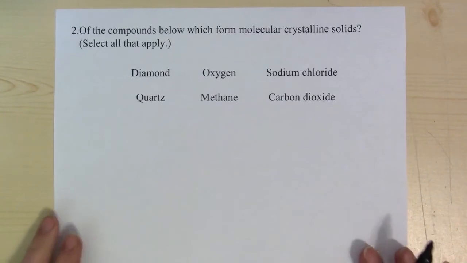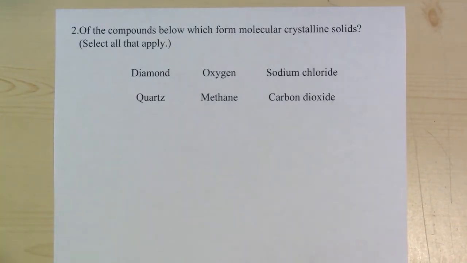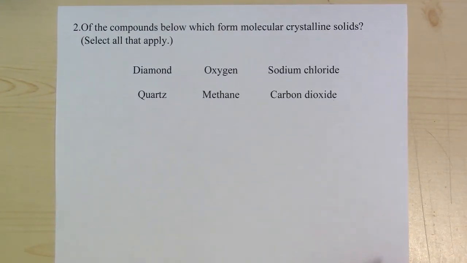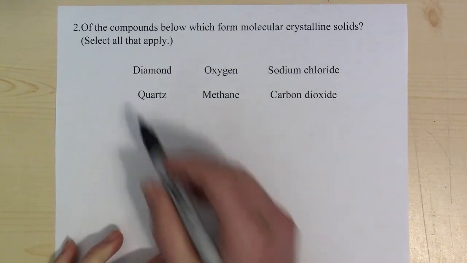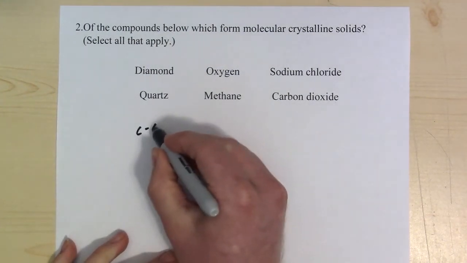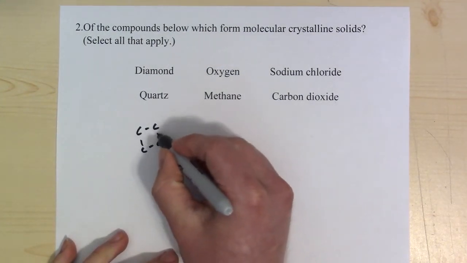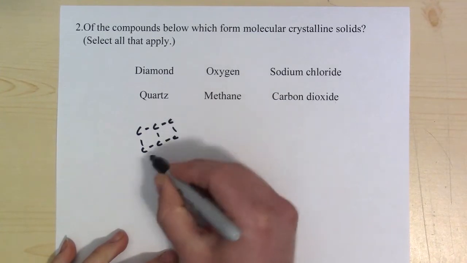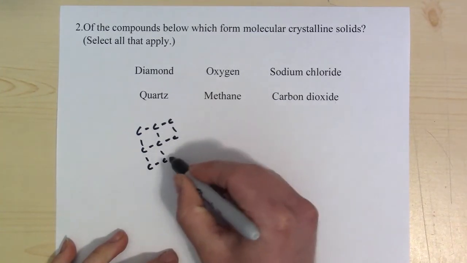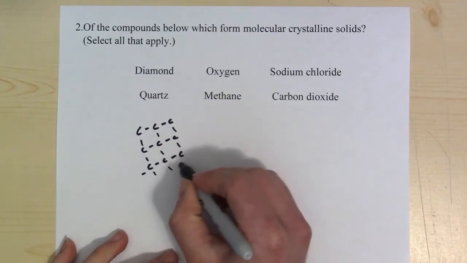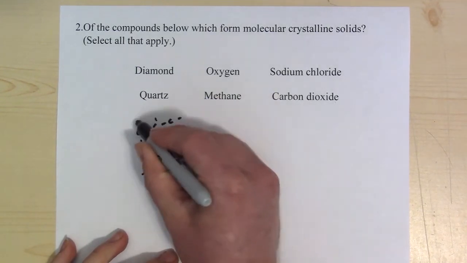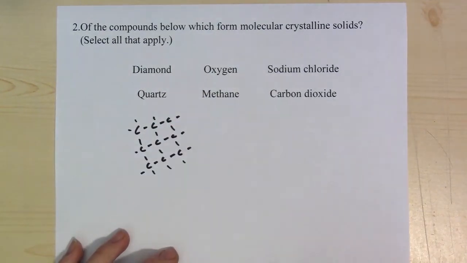Moving to number 2, of the following compounds below, which form molecular crystalline solids? And again, we want to select all that apply. So again, for each of these, we'll draw what each of these compounds look like. So diamond is going to form kind of a lattice of carbons, with each of the carbons bonded to 4 other carbons.